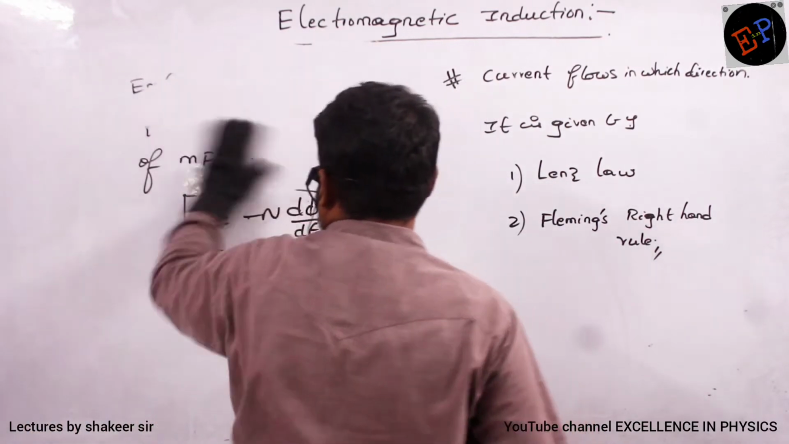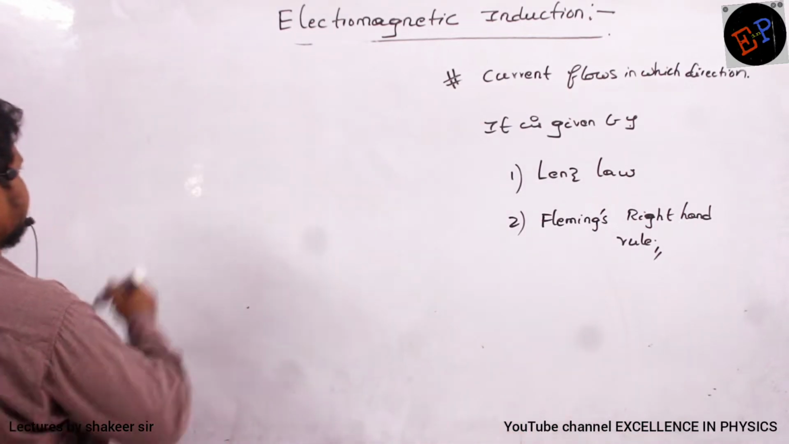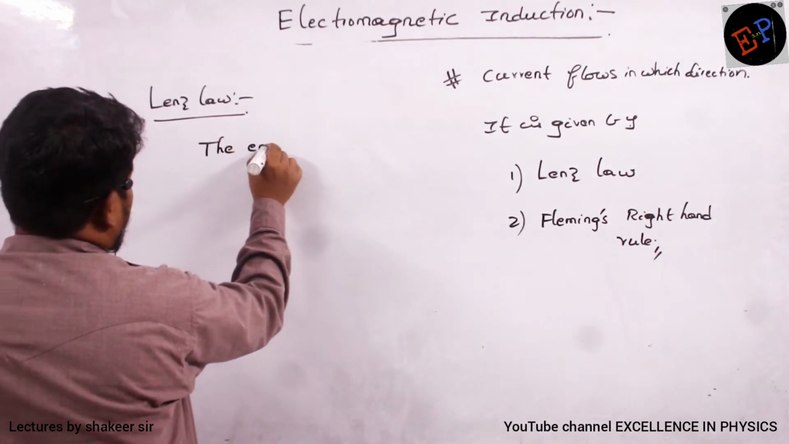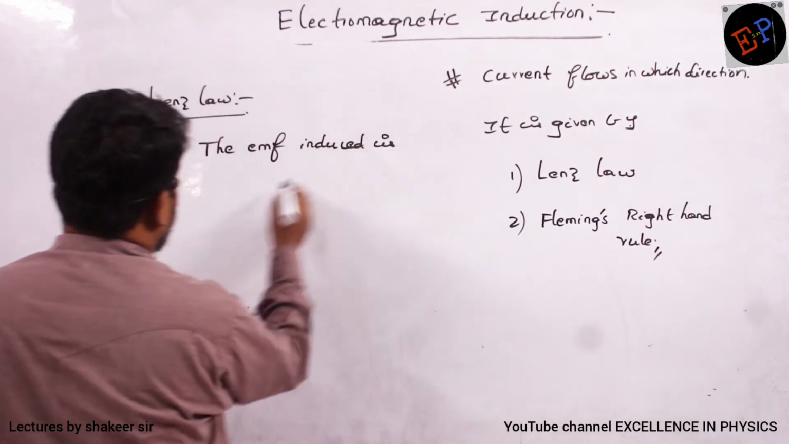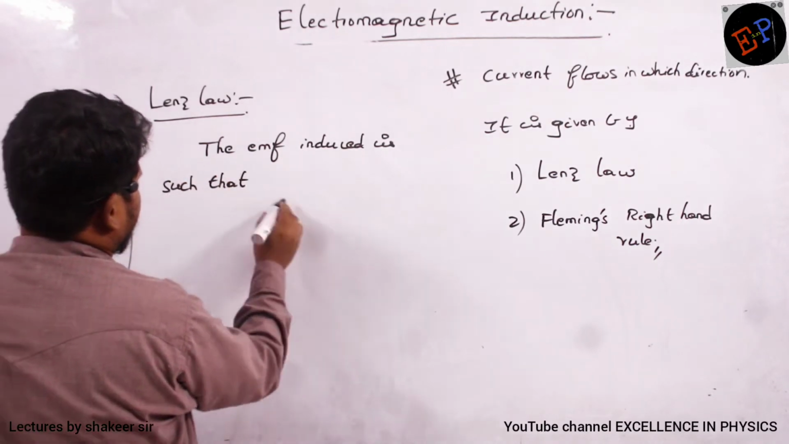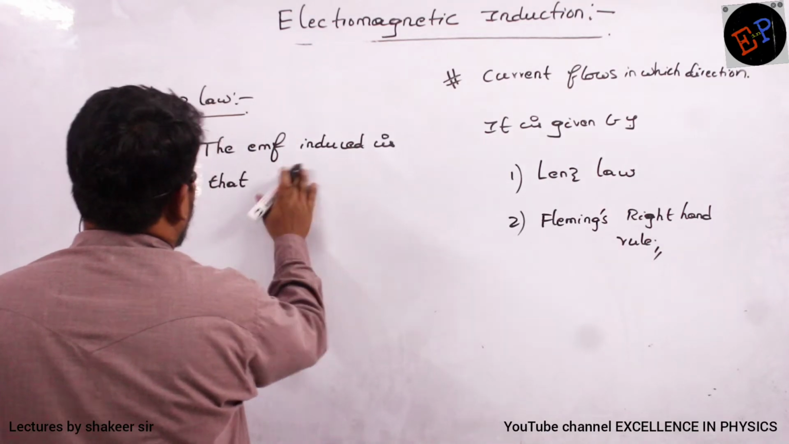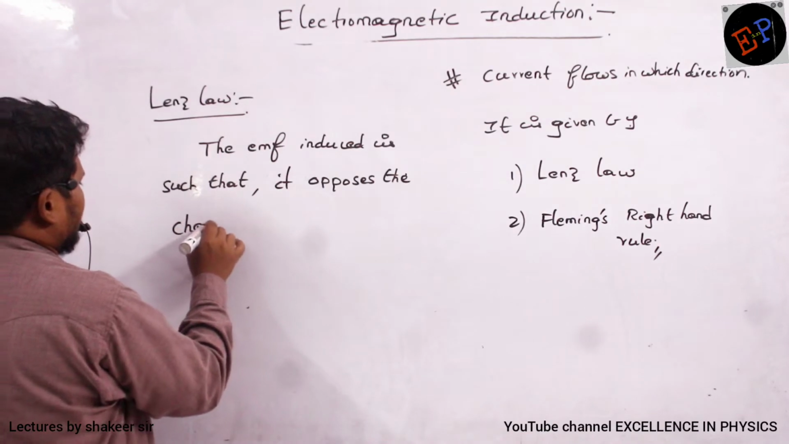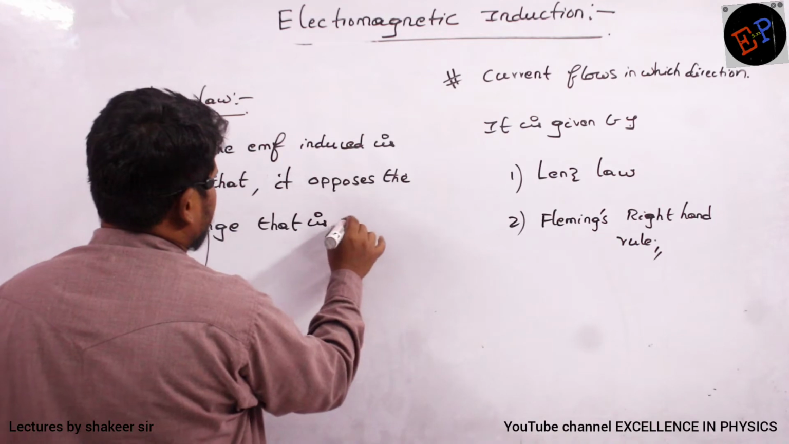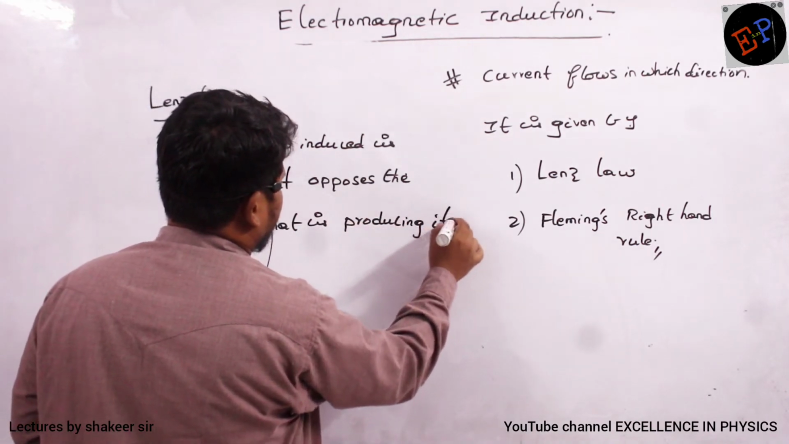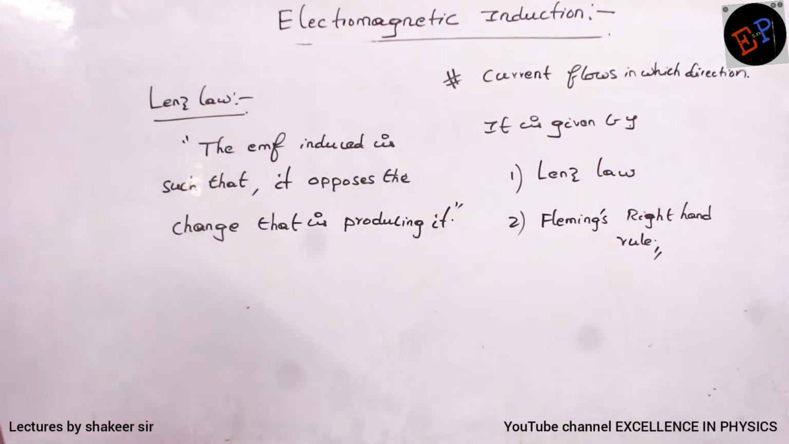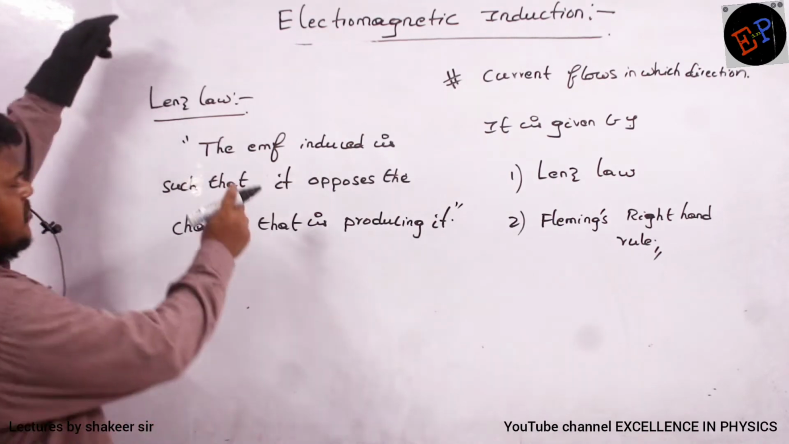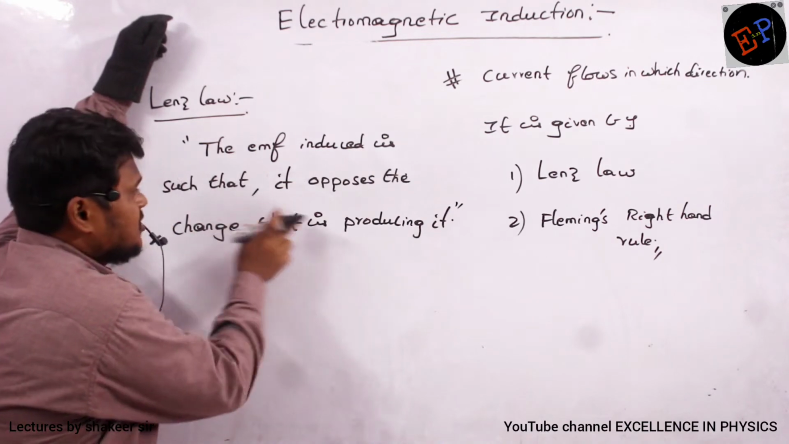Now let us see. Lenz law says that the EMF induced is such that it opposes the change that is producing it. This is called Lenz law. There are many forms of Lenz law. I am writing in this form. So what does Lenz law say? Lenz law says that EMF induced in the coil will be in such a direction so as to oppose the change which is producing that EMF.